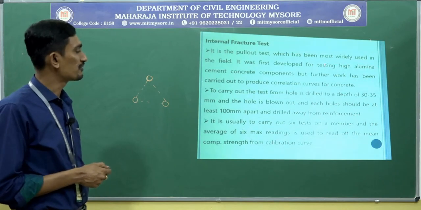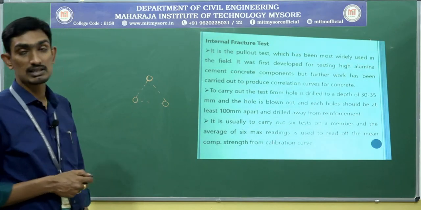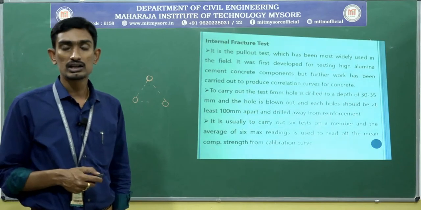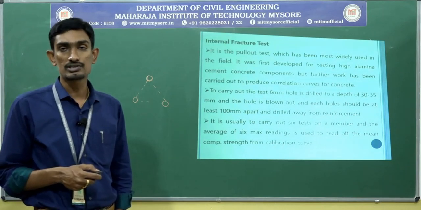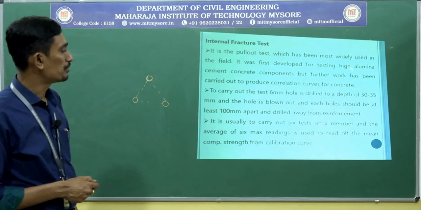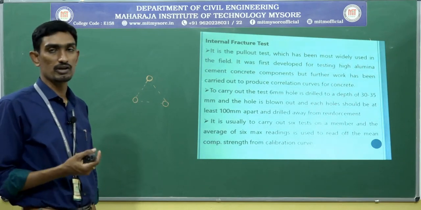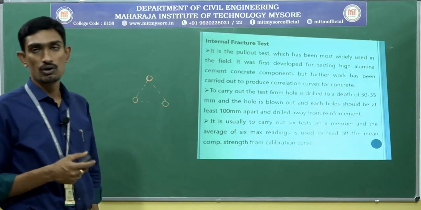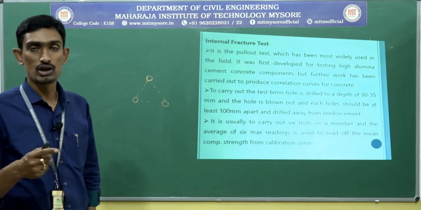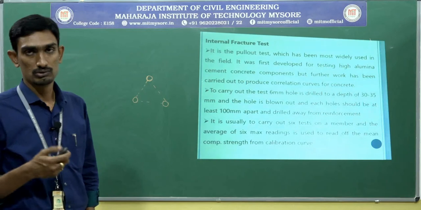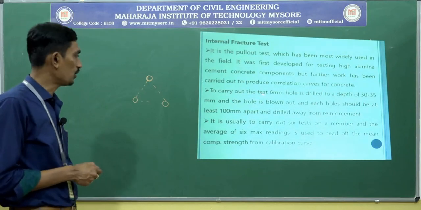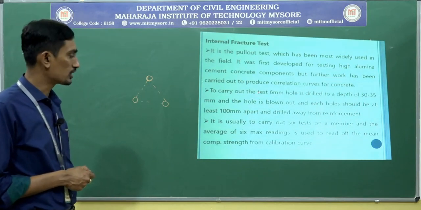It was first developed for testing high alumina cement concrete, the concrete which contains high alumina cement components. But further work has been carried out to produce a correlation curve. The correlation curve will be the compressive strength versus the force you are going to use to pull out. To carry out this test, let us go with the procedure.